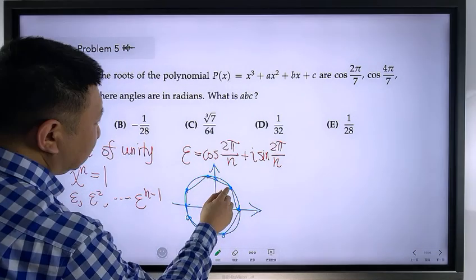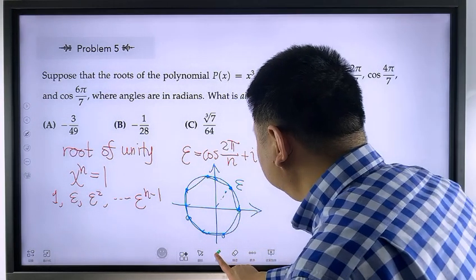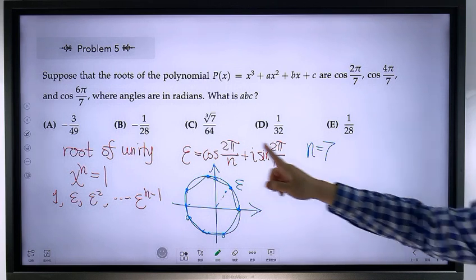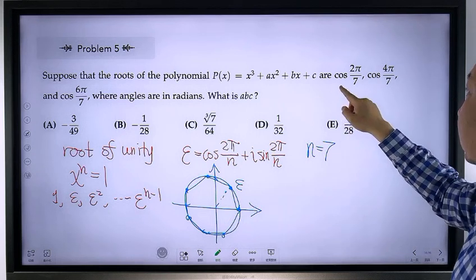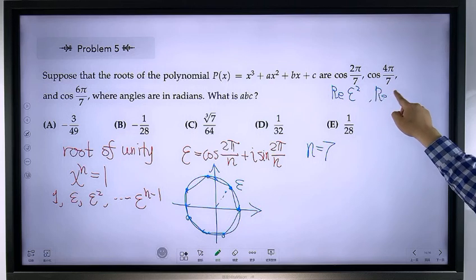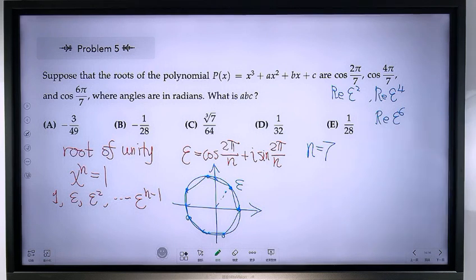And what is this? This would be the epsilon, and then all the other roots, because it has not 1. So when you multiply, it just means you add up the angles. Okay, and so then immediately you can link these. For this question, you can start by assuming that n equals 7, and for that these 3 things are just the real part of epsilon squared, the real part of epsilon 4th, and the real part of epsilon 6. Okay, so that is one thing.